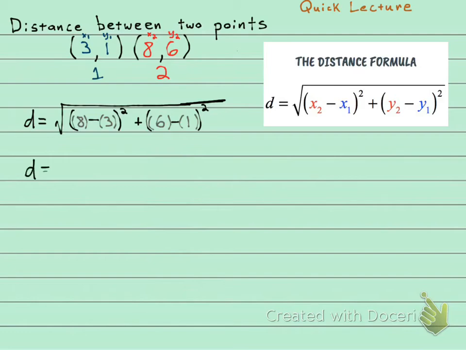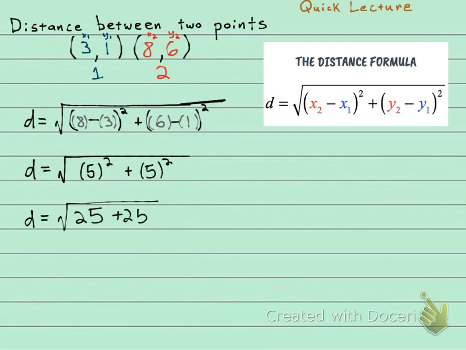So the distance equals the square root of, all right, here I have 8 minus 3, so that's 5 squared, plus 6 minus 1 is 5 squared. All right, 5 squared is 25. So now my distance equals the square root of 25 plus 25. The distance equals the square root of 50. And then we need to reduce this radical.